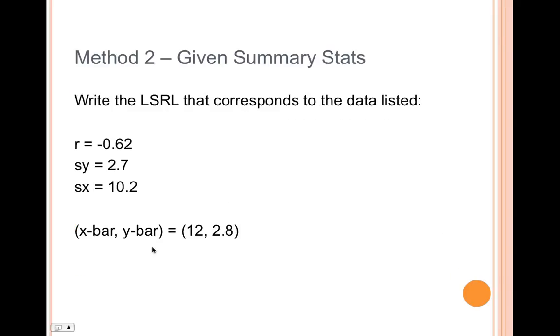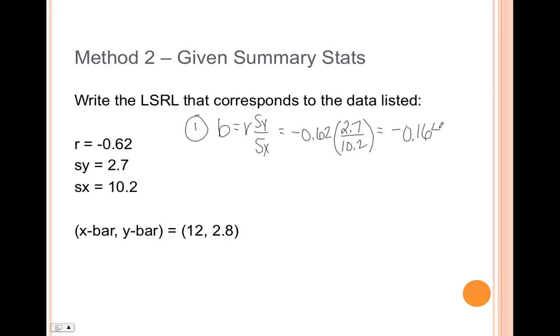Let's try an example. So I'm given the correlation, the standard deviations of y and x, and the averages of y and x. And so I'm going to start with that slope equation. b is equal to r times sy over sx. And so r is negative 0.62, sy is 2.7, over sx is 10.2. And that gives me a slope of negative 0.164. This should make sense. The sign of the correlation, negative, should match the sign of the slope, negative.